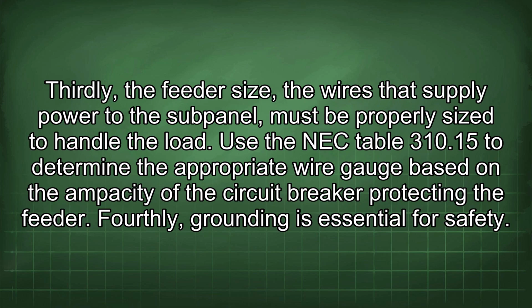Thirdly, the feeder size. The wires that supply power to the subpanel must be properly sized to handle the load. Use the NEC table 310.15 to determine the appropriate wire gauge based on the ampacity of the circuit breaker protecting the feeder. Fourthly, grounding is essential for safety.